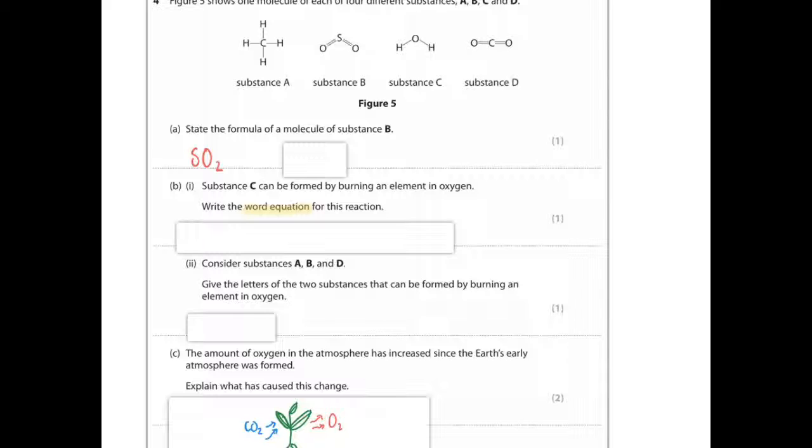Give the letters of the two substances that can be formed by burning an element in oxygen. So this is quite easy. If it's burnt in oxygen, you'd expect oxygen to be in the compound. This one doesn't have oxygen, these two do. So B and D would be the answers.